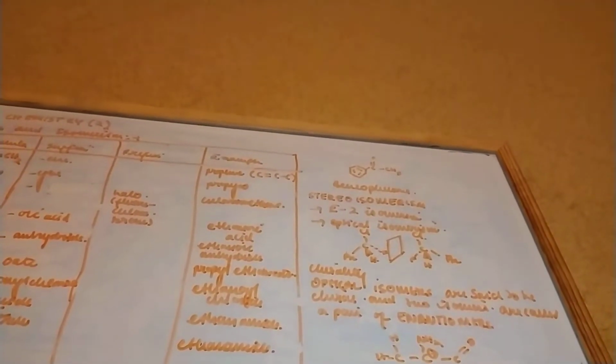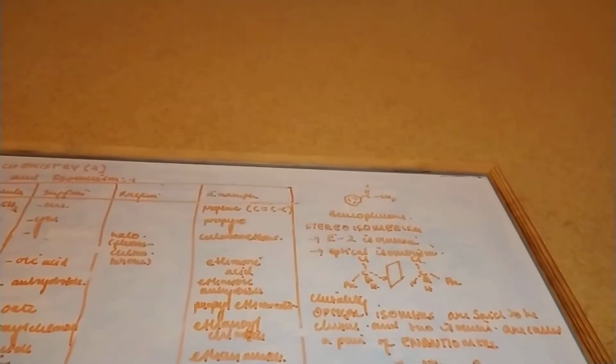Now, when we come to optical isomerisms, they possess a chiral center. The meaning of a chiral center, or the stereo center, is the bonding of four different groups to that chiral center, the stereo center of that carbon atom. The pair of two isomers which are said to be chiral are known as the enantiomers.